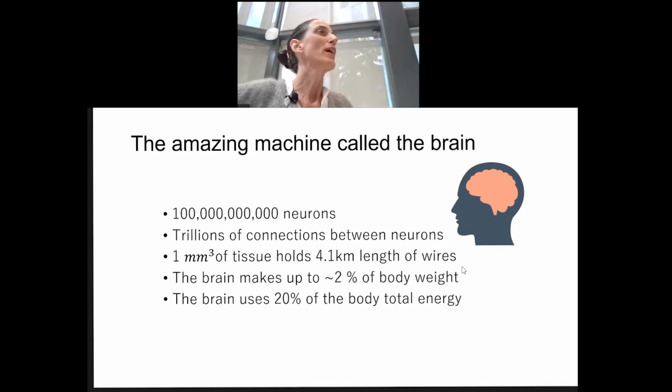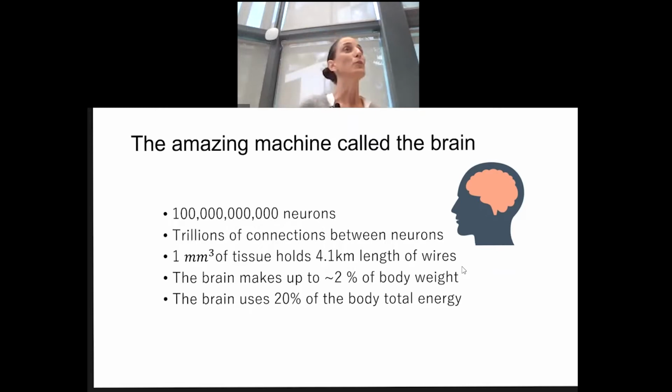So in the human brain, we have 10 to the power 11 neurons. There are about trillions of connections between these neurons. And in 1 cubic millimeter of tissue, we have 4.1 kilometers of wires. And despite it being so massive, it only takes 2% of our body weight and demands only 20% of our energy. So that's quite an efficient machine.